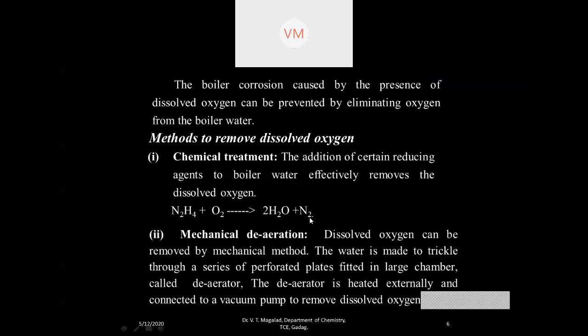When water is heated, the oxygen is trying to come out from the hot water. So if you allow the water to trickle down through the smaller pore, perforated plate, okay, small pores containing plate, then with the reduced size, increased surface area, the water droplet releases the oxygen gas, and then that oxygen gas released can be evacuated from the chamber with the help of the vacuum pump.